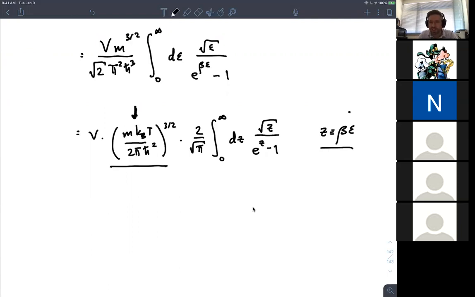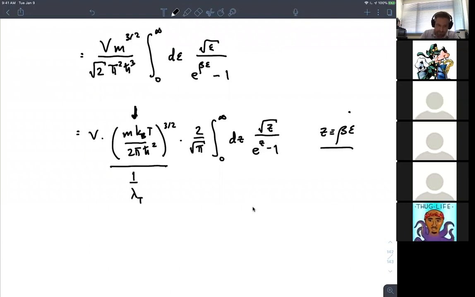Well, holy crap, that is our friend that we just learned about at the beginning of the lecture. This is this thing right here, m k_B T over 2 pi h bar squared. This is 1 over the thermal wavelength cubed. So that mess of constants is essentially our thermal wavelength. This is our volume, easy enough. This thing, let's talk about this.